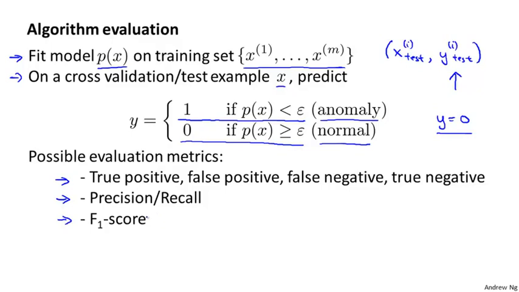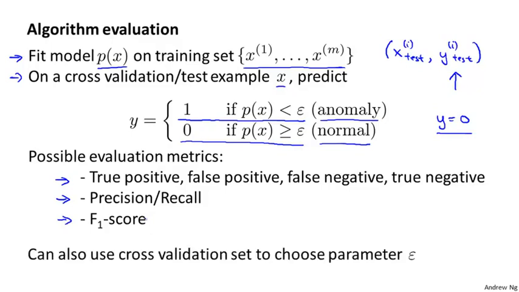Finally, earlier in the anomaly detection algorithm, we also had this parameter epsilon. Epsilon was the threshold that we would use to decide when to flag something as an anomaly. And so if you have a cross-validation set, one way to choose this parameter epsilon would be to try many different values of epsilon, and then pick the value of epsilon that, let's say, maximizes the F1 score, or that otherwise does well on your cross-validation set.